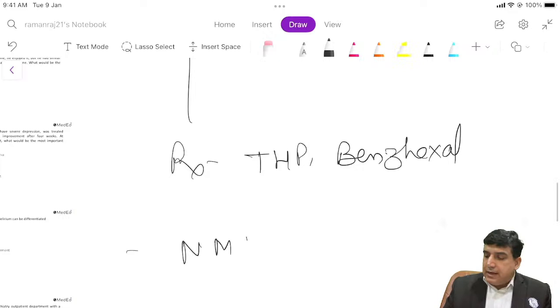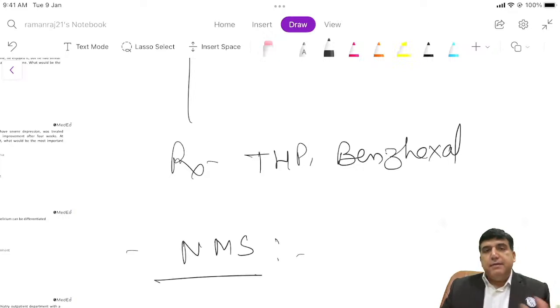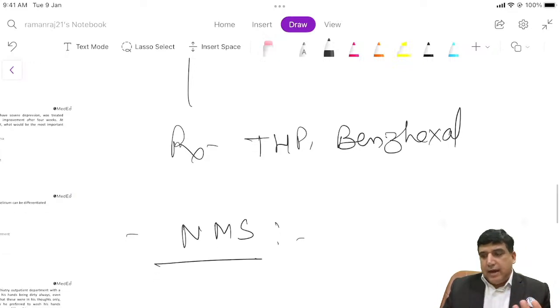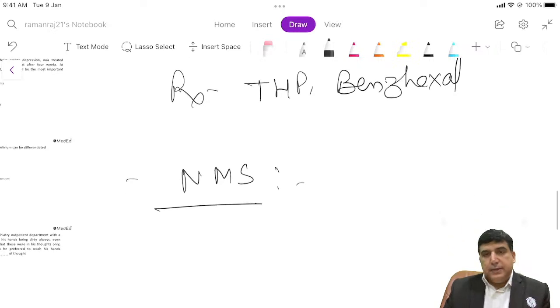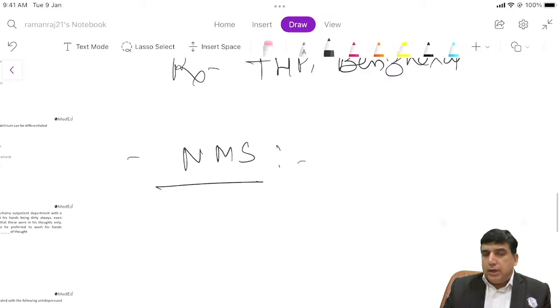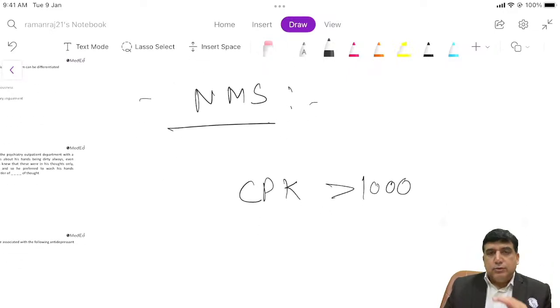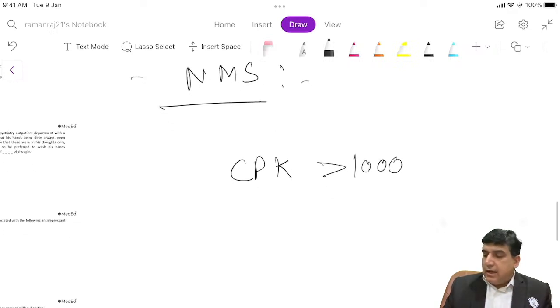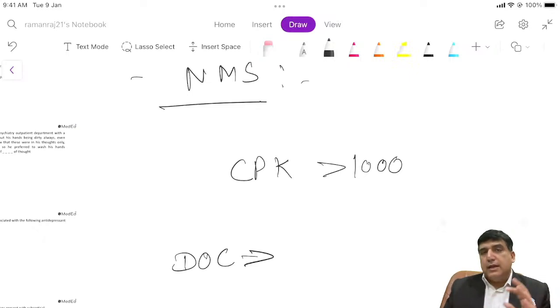Neuroleptic malignant syndrome, they can ask. The patient will have high grade fever, the patient will have rigidity, and hemodynamic instability. If you check the CPK, creatine phosphokinase, it will be more than 1000. You are very clear that okay, this is a diagnosis of what? NMS.